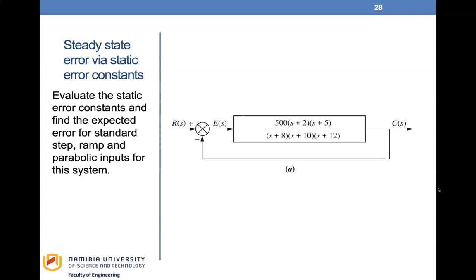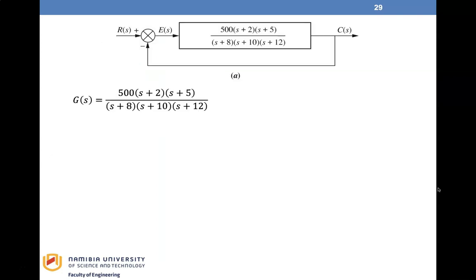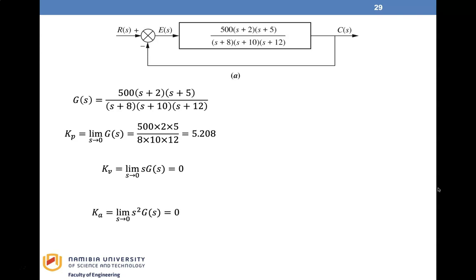In order to solve this, you must first verify if the system is stable. I have confirmed that it is stable, but I'm not showing this here. So next you compute the static constants. Therefore, our g of s is equals to 500(s plus 2)(s plus 5) over (s plus 8)(s plus 10)(s plus 12), and we compute our static error constant to yield Kp will give us 5.208, our Kv will be equals to 0, and our Ka is also equals to 0.